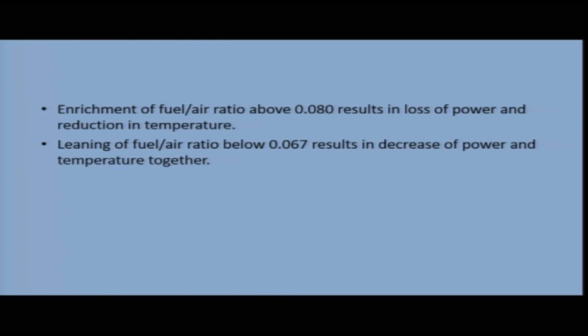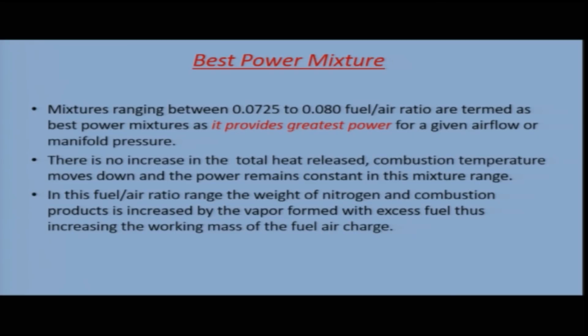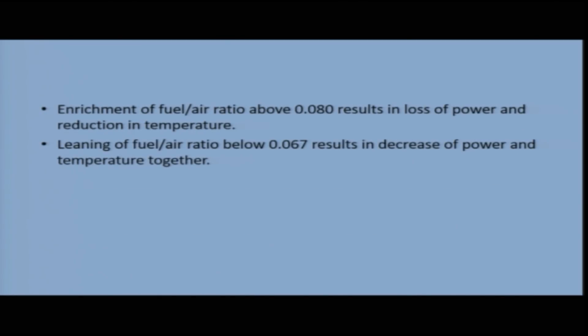Leaning of the fuel air ratio below 0.067 results in a decrease of power and temperature together. So, we have seen that when the fuel air ratio is leaned below 0.067, in that condition also your power is decreasing and your temperature is also decreasing. Power and temperature are decreasing together. So, there are fuel air mixture ranges: above 0.080 fuel air ratio, when you enrich the mixture, your power is dropping, and when the fuel air mixture is leaned below 0.067, then also your power is dropping.